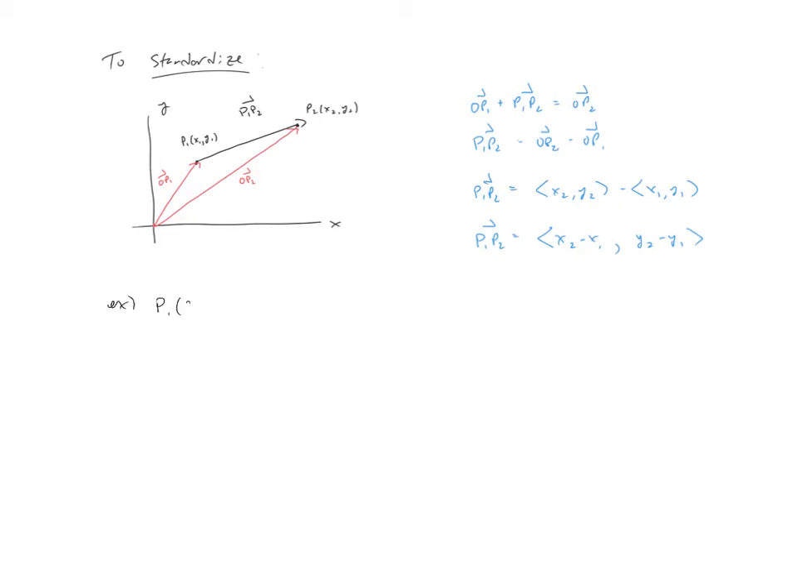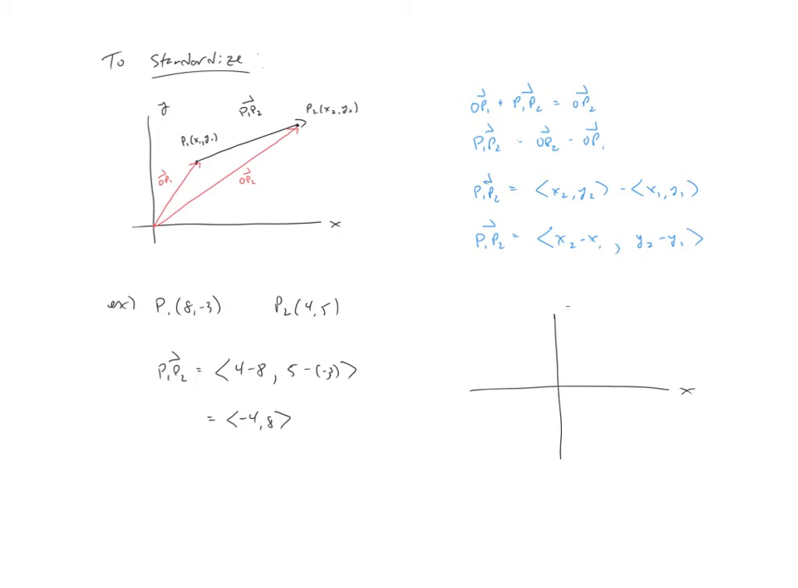So if P1 is going to be 8, negative 3, and P2 is going to be 4, 5, then to find P1, P2 vector in standard position, we're going to take 4 minus 8 and 5 minus negative 3. So all I did there was I subtracted the x coordinates in the correct order, right? The order is going to matter, and then the same thing with the y's. And when we do this, we end up with, of course, negative 4, 8. Now, not a very exciting example to work, but one that's important to take a look at here.